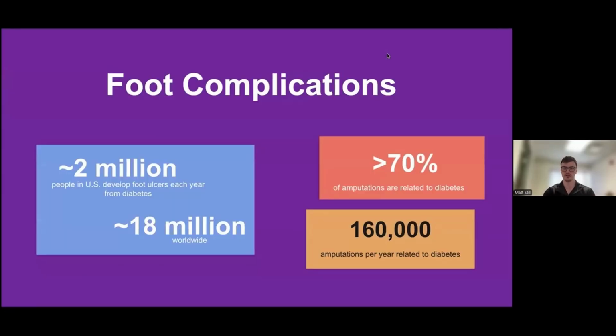So moving on to some foot complications, it is really important that we do talk about this. More than 2 million people in the United States and 18 million worldwide will develop a foot ulcer that is related to diabetes. There's over 160,000 amputations per year that are related to diabetes. And in general, related to all the amputations, more than 70% are related to diabetes. So significant morbidity related to uncontrolled diabetes, specifically with amputations and things like that. So very important that we keep a close eye on that.